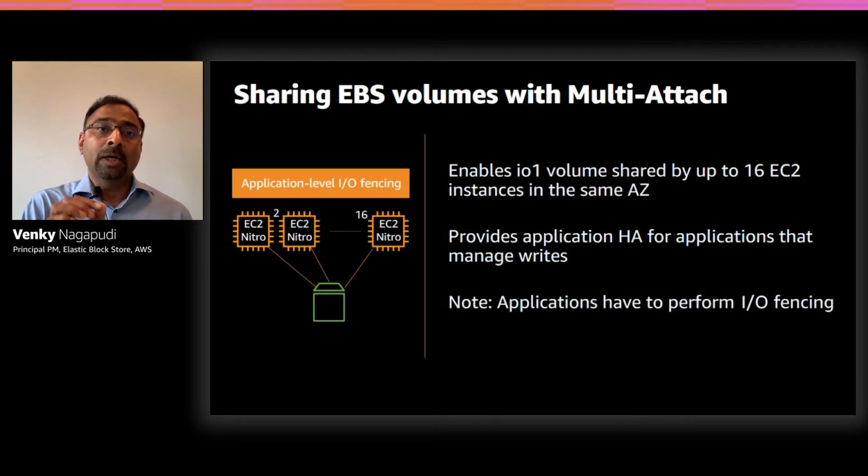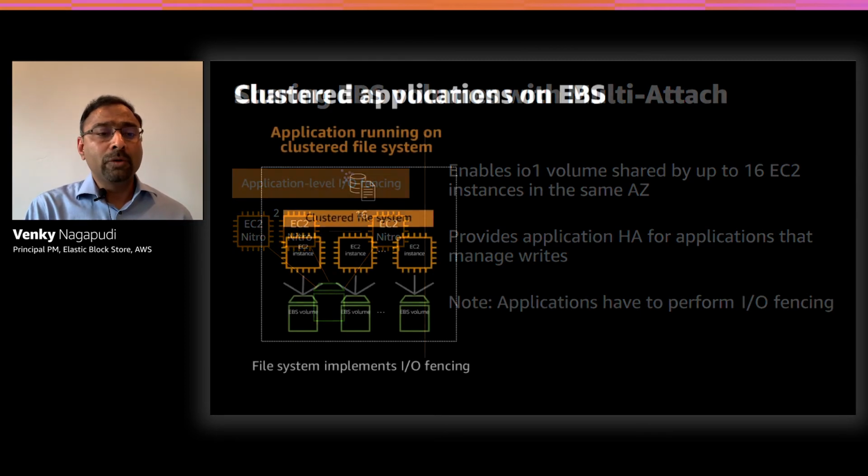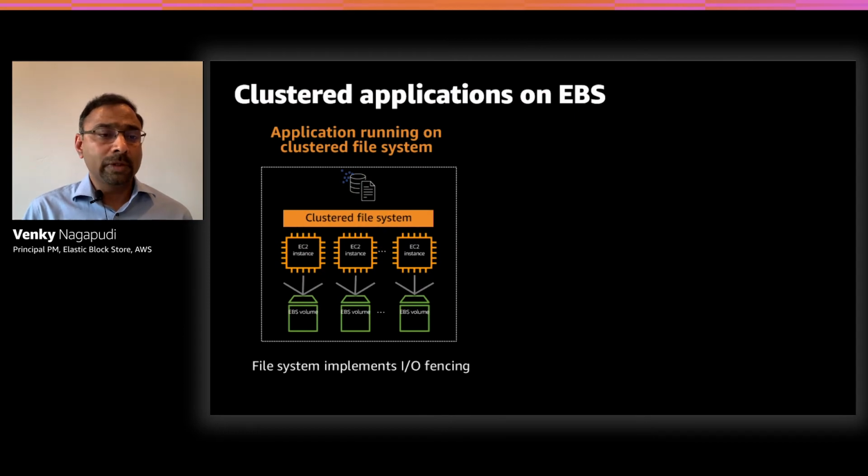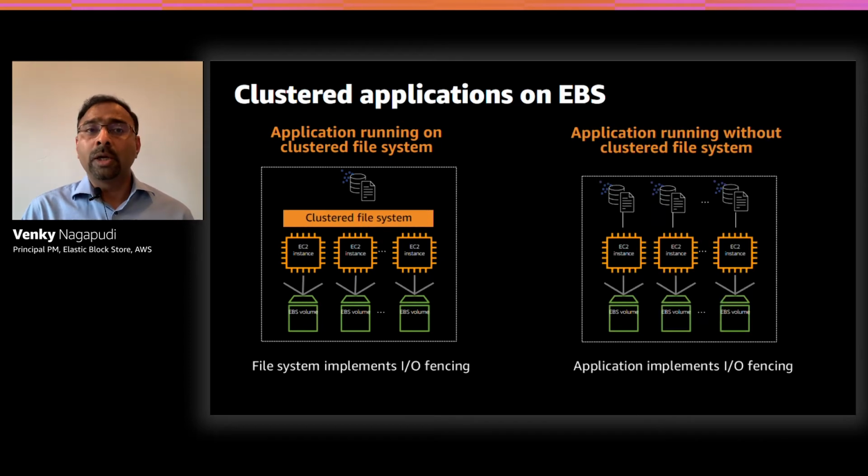That's because the multi-attach feature doesn't support I/O fencing at this point in time. It's a feature that we are going to introduce in the next few months, so stay tuned for that. But in the meanwhile, we do see a lot of customers using EBS multi-attach for running clustered file systems like GFS2, which has built-in I/O fencing, or they can run custom applications which bring their own I/O fencing as well.